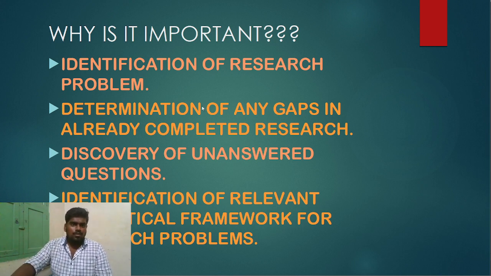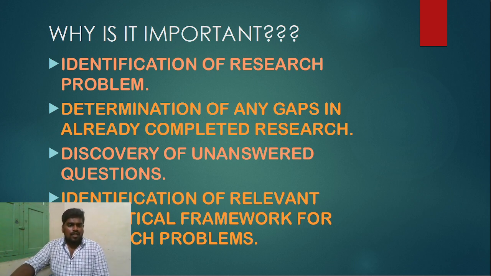So it is very important for identification of a research problem, and it is used for determination of gaps in already completed research. If you take a research, they will have some research gaps, and that gap will give us an idea to take the research further in order to present something useful to society. And it is also used to discover unanswered questions. In all the research papers, there will be so many topics explained, and you can see so many unanswered questions while reading them. A literature review will help you in discovering all those unanswered questions.